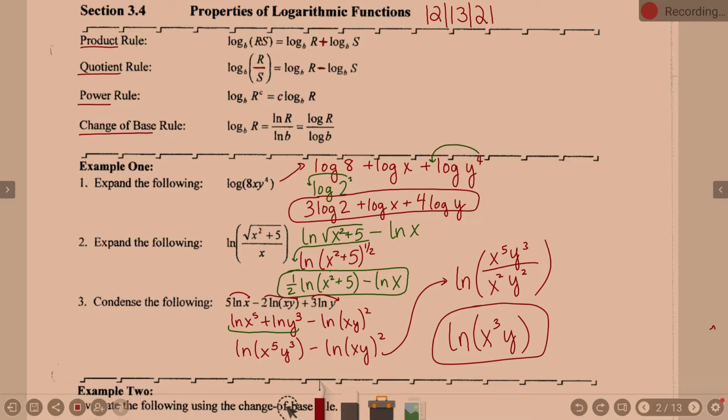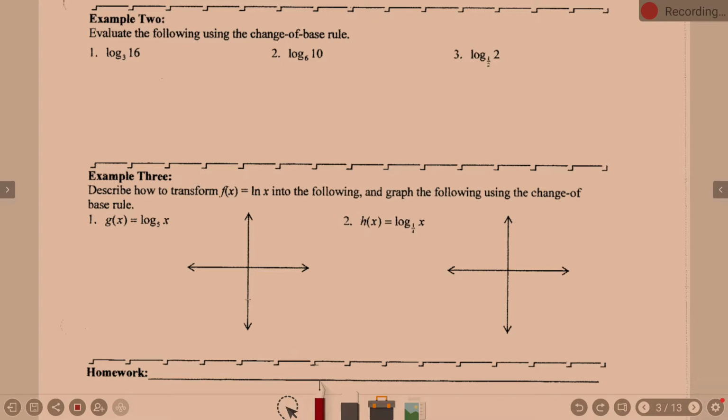Okay. Time-wise, we're definitely not doing example 3, which goes with what I changed the homework to be. We do need to do example 2. Okay? So don't worry about this stuff. Evaluate the following using the change of base rule.